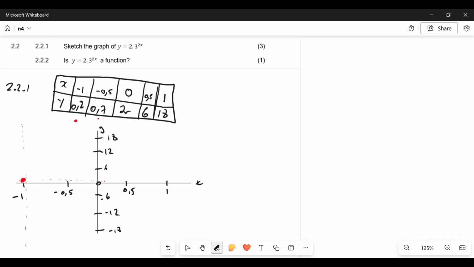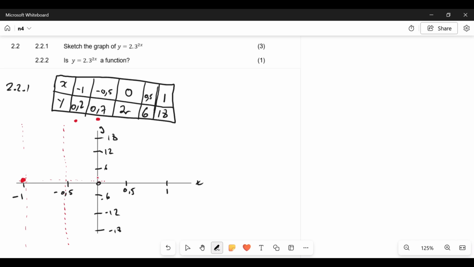Now let's move to the second point. When x is -0.5, our y is going to be 0.7. Again, -0.5, it's here. You draw a line here using your ruler, and then y is supposed to be 0.7.